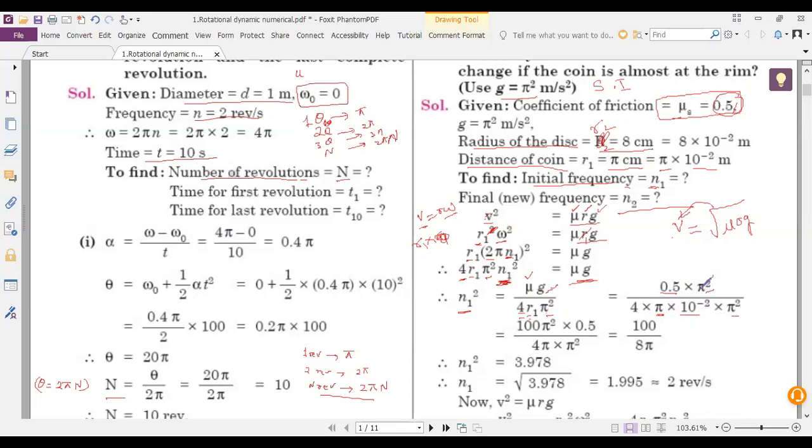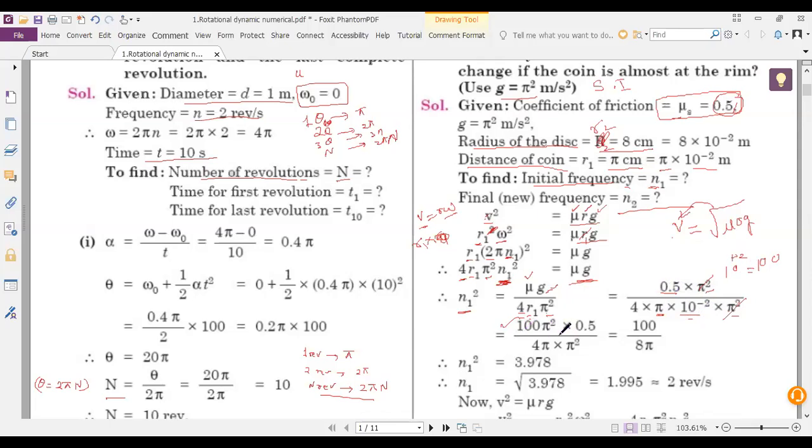Common sense: this π² and this π² are cancelled. Now can we cancel anything else? No. The remaining is as it is. So this 10^-2, if we take it up, becomes 10^+2. What do we mean by 10^+2? It is 100. I hope you understand how we are getting this 100.